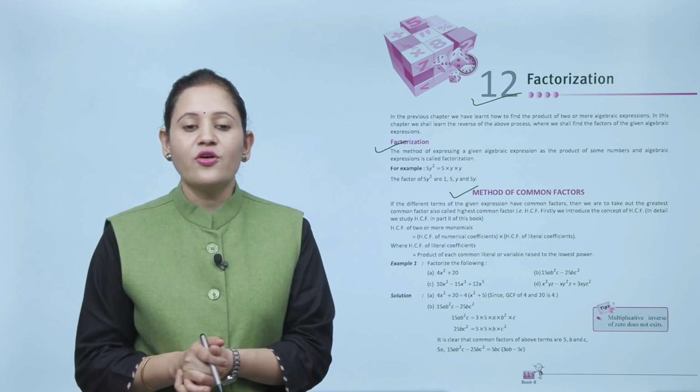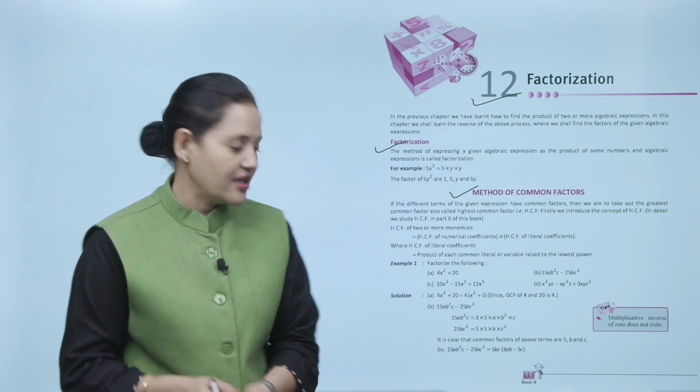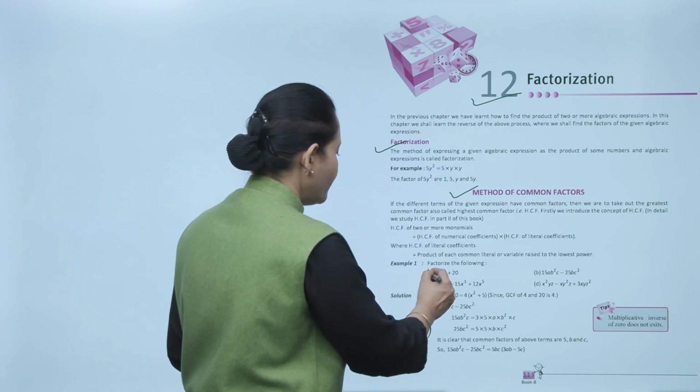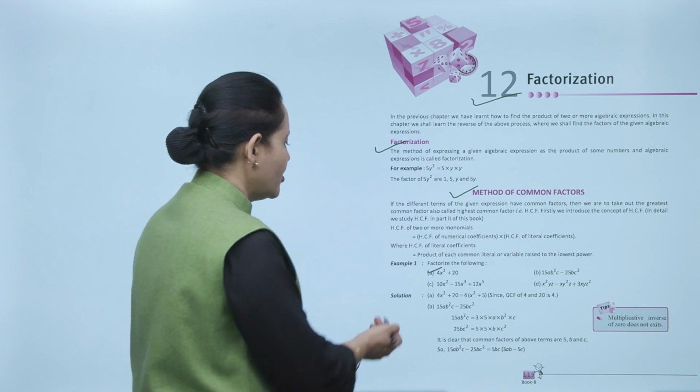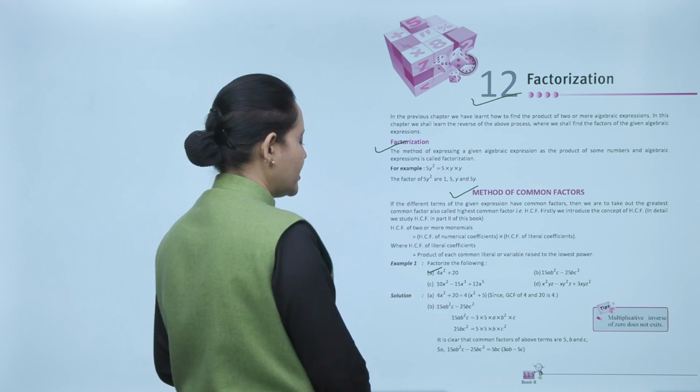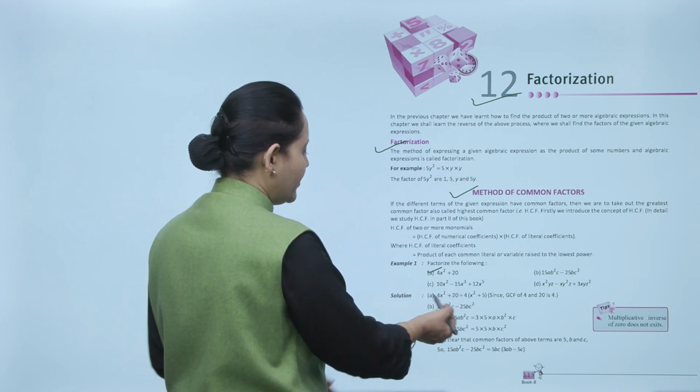Factorize the following: 4x square plus 20. So, we have to factorize it. 4x square plus 20. So, what we will do?